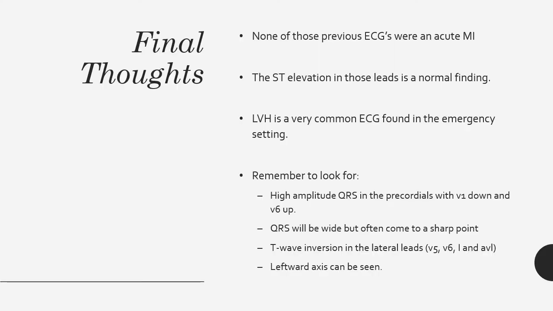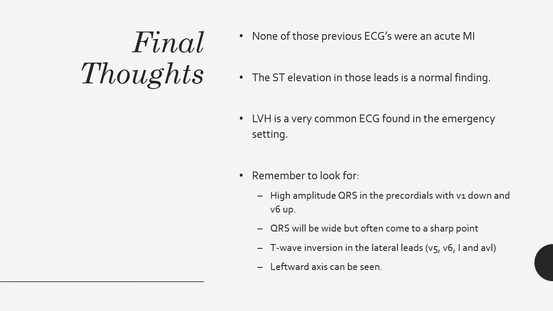So, final thoughts on this one. The key feature here is anytime you see deep S waves in the early precordial leads, so V1, V2, V3, with a little bit of ST elevation, take a second, make sure that it is a septal MI before we activate. Again, it's always best to err on the side of the patient, and so if you're unsure at all, you should always activate.